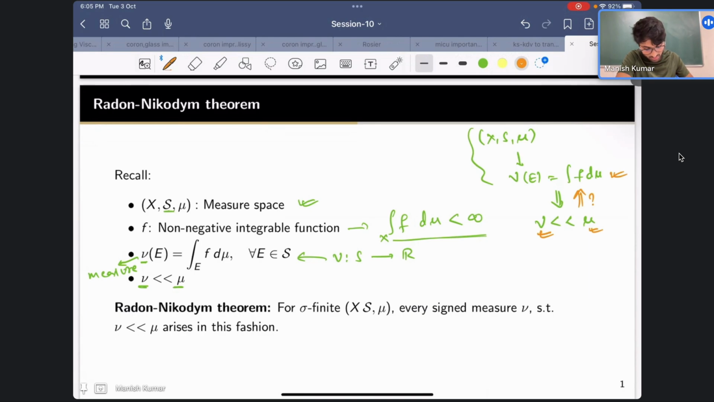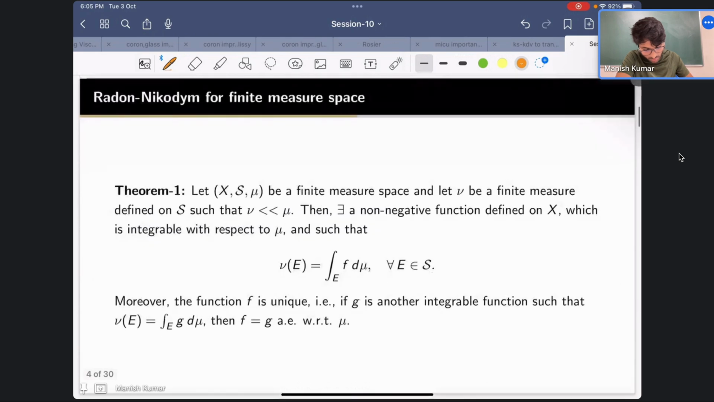Precisely, we have the following theorem. This is the first theorem; the general one would come in the next slide. What this theorem says is that suppose you have a finite measure space, and you have another measure nu, which is also finite. Finite means basically that nu of X is finite, and mu of X is also finite. And suppose that this nu is absolutely continuous with respect to this mu.